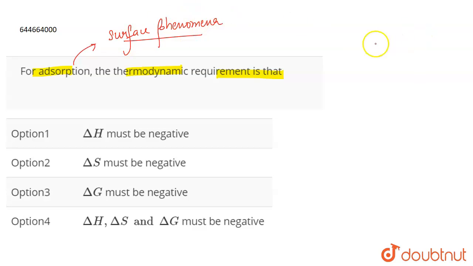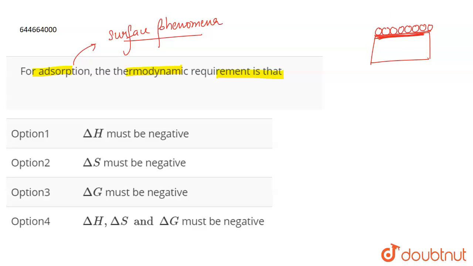So what happens here is that if this is the surface at which adsorption is going to take place, this is known as the adsorbent, right? This is the surface where the molecules are going to get adsorbed. So the molecules which are getting adsorbed are known as adsorbate molecules, and they are adsorbed on the surface, right?